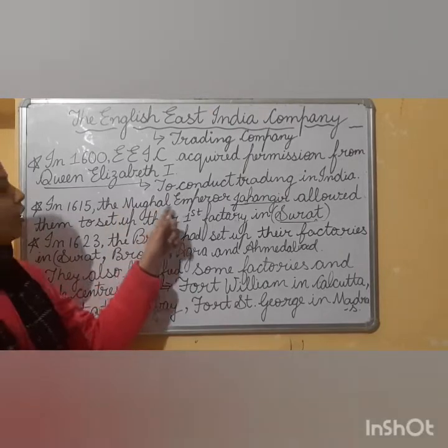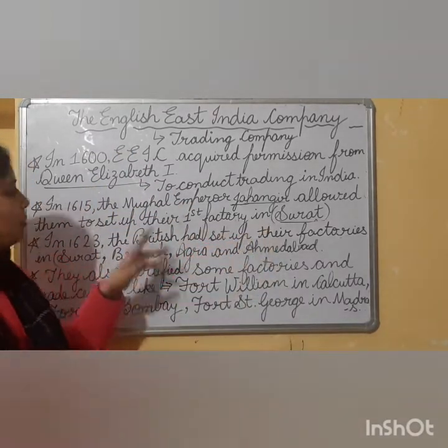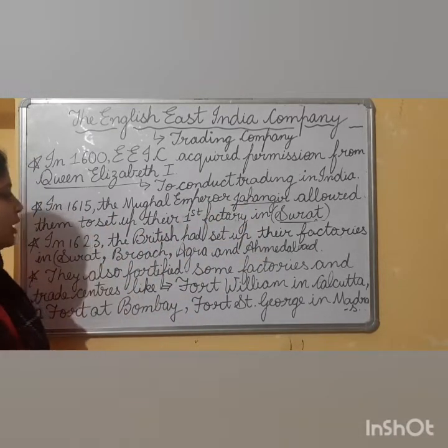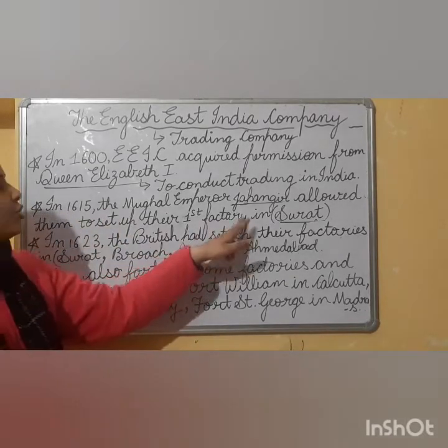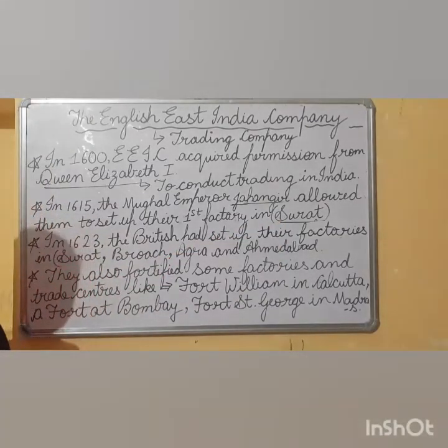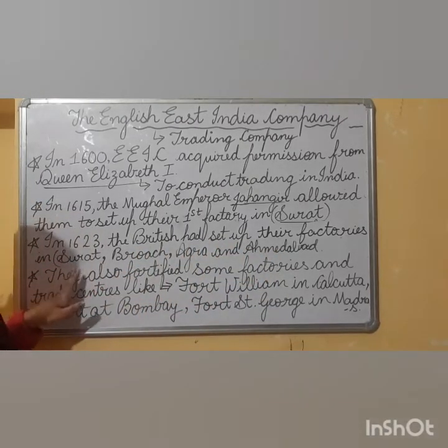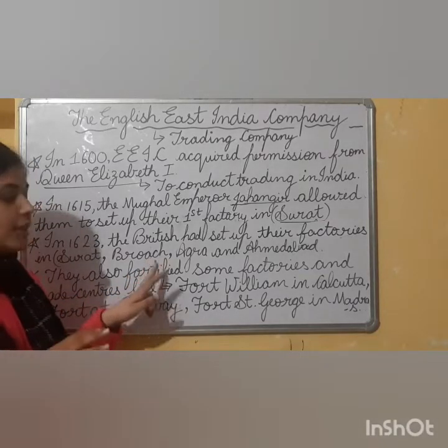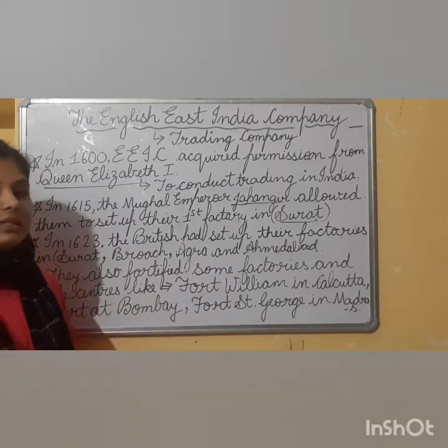So in 1615, the Mughal Emperor Jahangir allowed the English East India Company to set up their first factory in Surat. That means the Mughal Emperor Jahangir gave the permission to the English East India Company that yes, you can set up your factory. That's why they set up their first factory in Surat, which is in Gujarat. Next, in the year 1623, the British had set up their factories in Surat, Broach, which is now known as Bharuch, also a city of Gujarat, Agra, which is a city of Uttar Pradesh, then Ahmedabad, which is again a city of Gujarat.